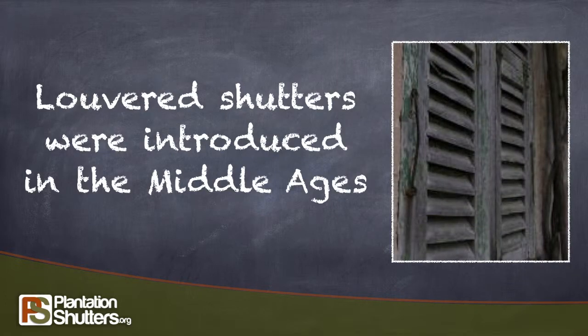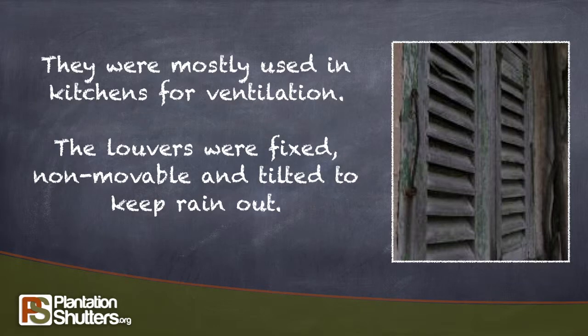Louvered shutters were introduced in the Middle Ages. They were mostly used in kitchens for ventilation. The louvers were fixed, non-movable, and tilted to keep rain out.